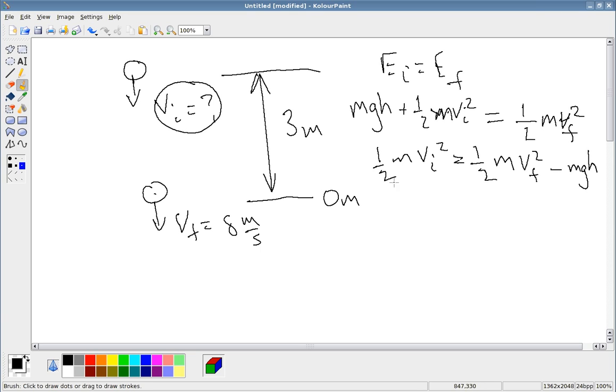And then we'll multiply everything by 2 and divide by m. We can cancel out our m's right now. And we end up having vi squared is equal to, this 2 multiplied over here cancels this 2, and so we're left with v final squared minus 2gh. Now, for those of you that have studied kinematics before, you'll notice that this is a very common kinematics equation.